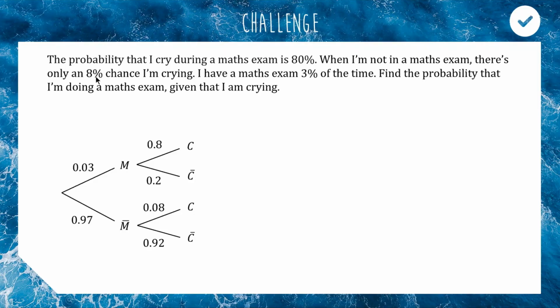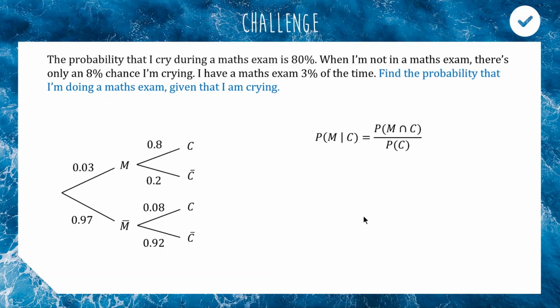All right, so there's an 8% chance I'm crying when I'm not in a maths exam. So we've got not maths exam, crying is 8%, which means there's a 92% chance that I'm not crying. So there's all the facts and figures interpreted from the question, put into a tree diagram to make it a bit easier for us to follow, okay? Now we can use our formula. We're going to find the probability of doing a maths exam given that I'm crying, which means we've got to find the probability of doing a maths exam and crying at the same time, which is going to be this top branch. We're going to divide that by the probability that I'm crying.